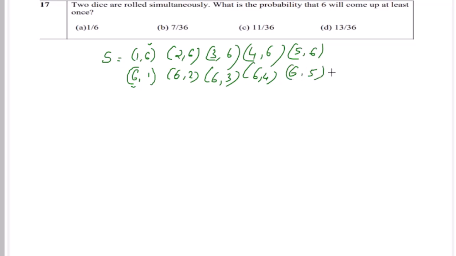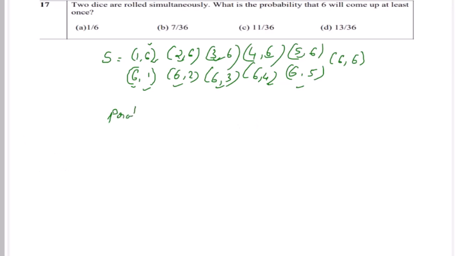Now the last one is 6, 6, right? 6, 6. Okay, two phases. That means 6 will come at least once. So 6, 6. Now how many in the sample space? We can count them: 1, 2, 3, 4, 5, 6, 7, 8, 9, 10 and 11, right? It is 11 times.